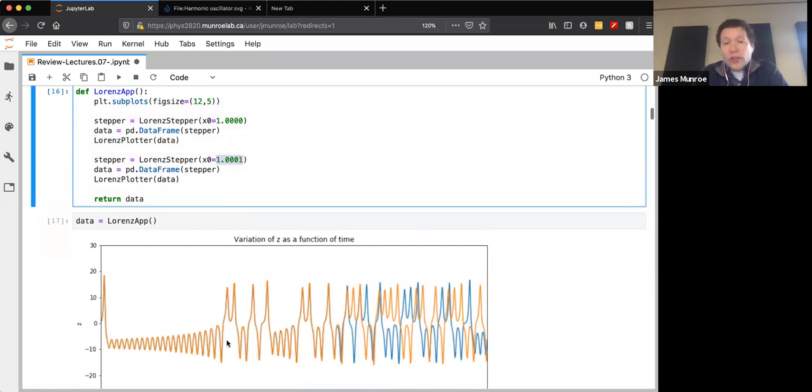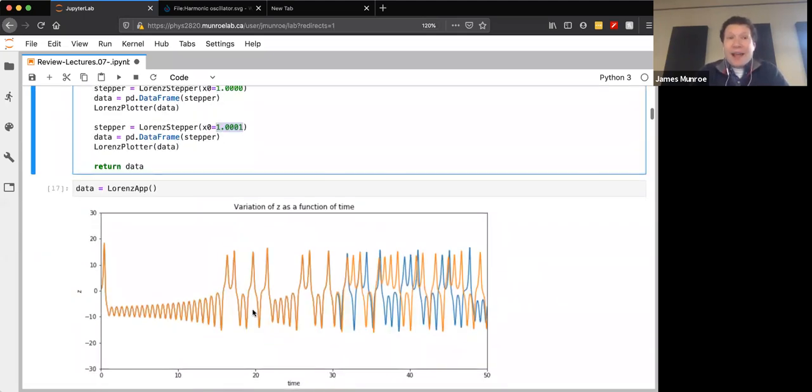For a while they're the same, and then eventually become fundamentally different. That means you're dealing with a chaotic solution, or the system is chaotic, or it's in a chaotic regime. Those are all ways of saying it. And that's it for oscillatory motion.